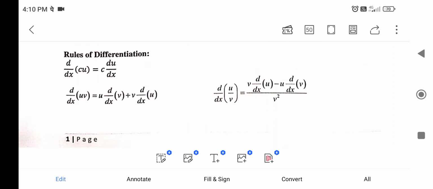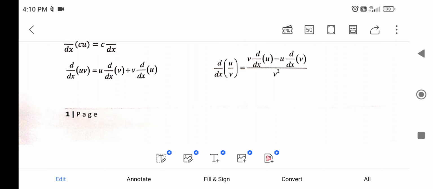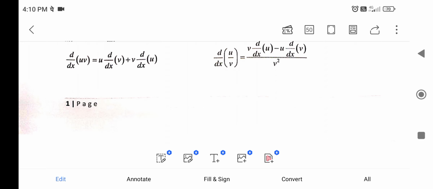And rules for derivatives. Rules: when you have a constant, you do not differentiate it with respect to x but with respect to u, and that derivative is c into du by dx. And there are some rules, the product rule and the quotient rule. These rules are applied for two variables, and for two variables in divide form.